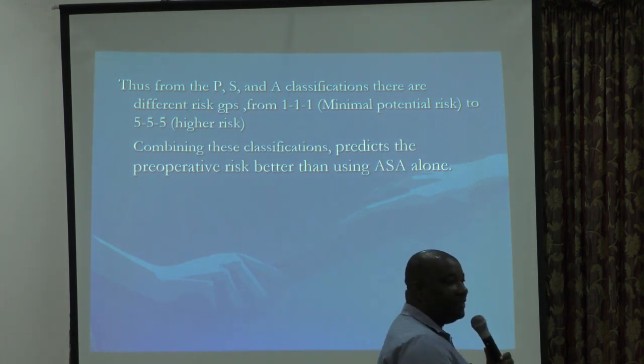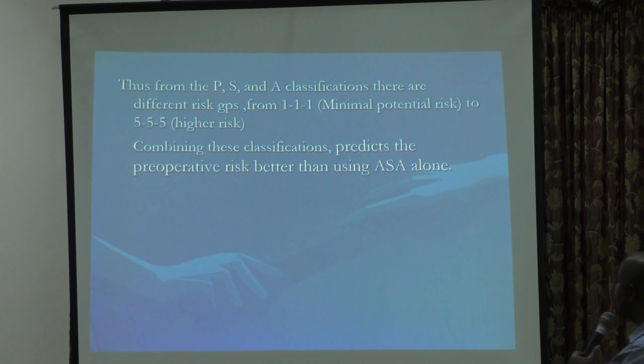A patient with 555. Combining these classifications predicts the preoperative risk better than using just the ASA classification. And now we think that it's probably the better thing to do. Then you can actually plan your anesthetic intervention and the surgical intervention. So sometimes I can tell a surgeon, no, you're going to stage this surgery based on this patient's high risk. So you just remove the tumor, it's plenty. You remove half today, let's bleed small.